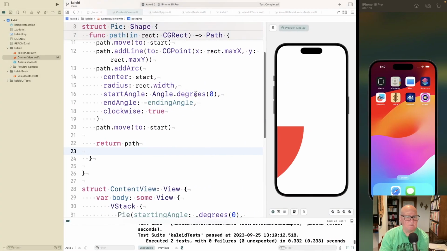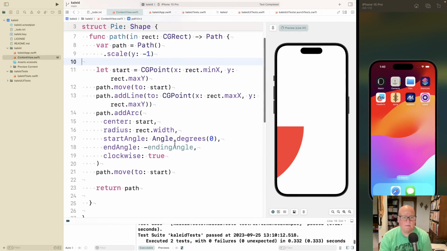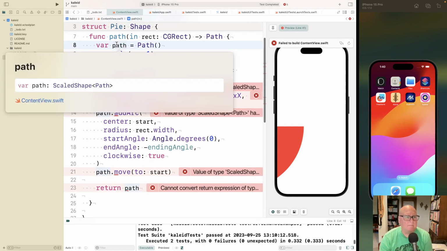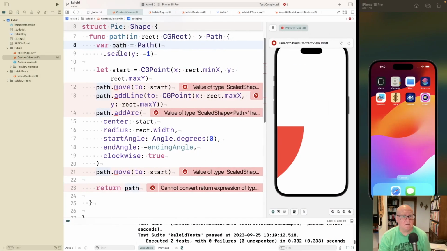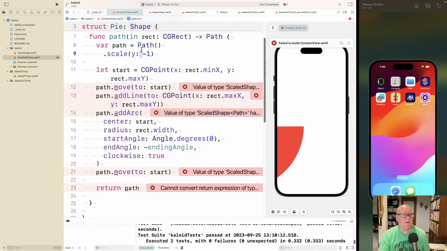Well, it seems like I should be able to do it up here. He's a scaled path, scaled shape. Really? Scaling turns it into a shape. Ugh.